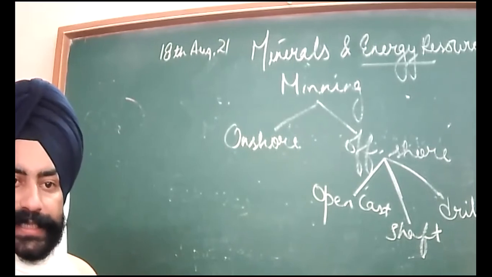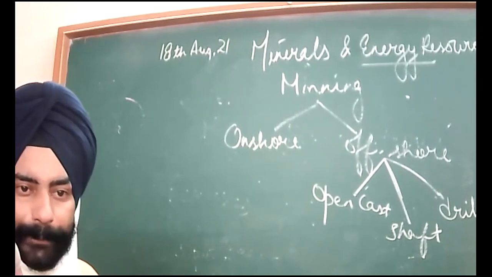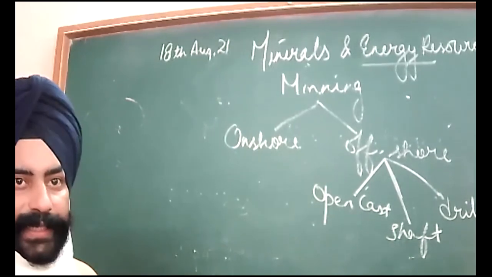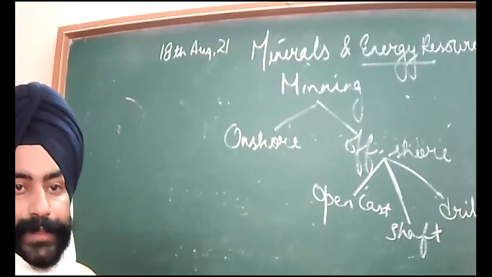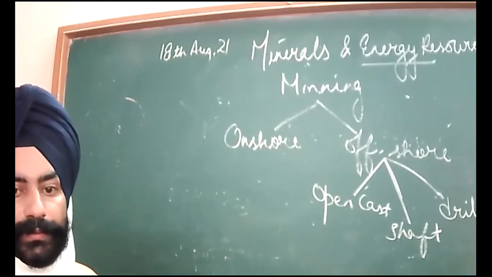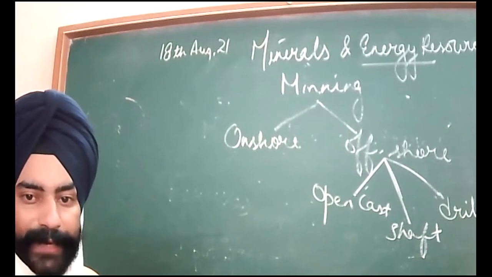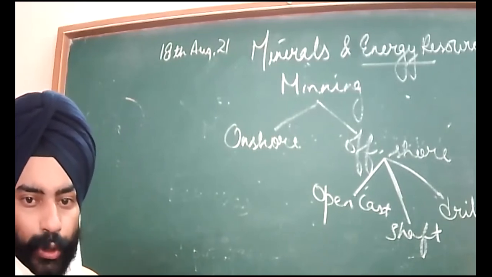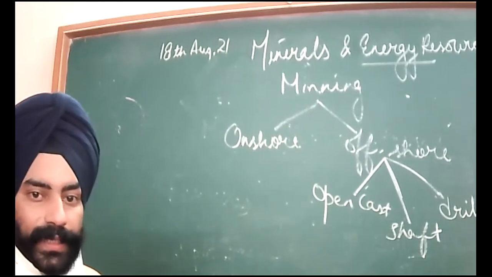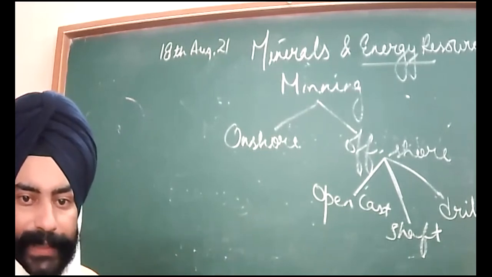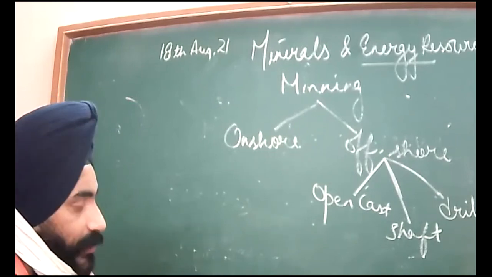It means minerals lie near the surface of the earth crust. When we remove the upper layer of the earth crust, we can directly extract the minerals. Example, limestone and marble in Rajasthan are extracted through open cast mining. It's known as open cast mining. Clear?